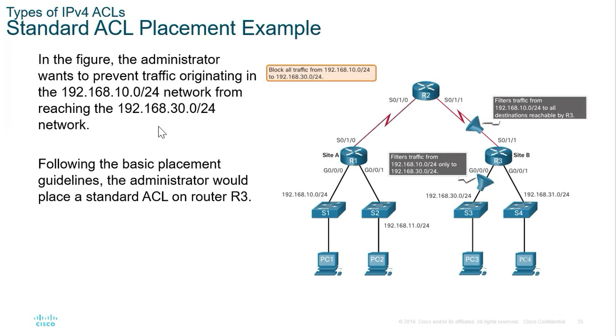So the destination here is 192.168.30.0, which is this network. Okay, jadi kita buat kesimpulan bahawa the best placement for this standard ACL adalah di router 3. Let's look at a little in detail. Kalau kita letak dekat router 3, okay, apakah efek kalau kita letak dekat inbound dan juga outbound?